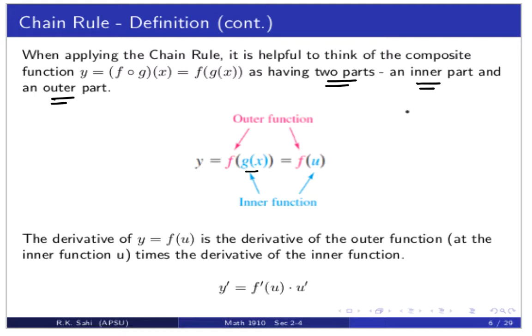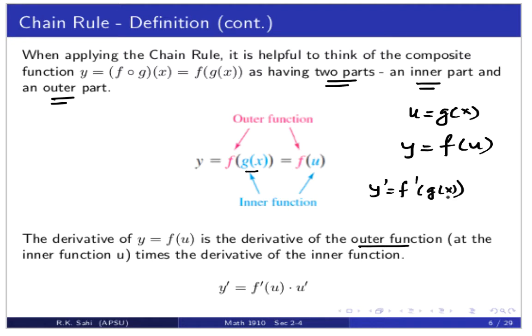Now remember, we also said u is g of x. So this function y becomes f of u. When we're taking the derivative of this function y, it is the derivative of the outer function. Remember, in the previous slide, we said y prime is f prime evaluated at g of x times g prime of x. That's how we define the function.